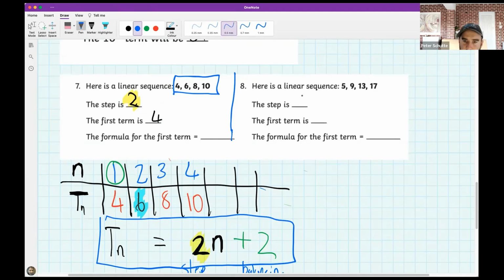To start, what is your step size? What's your first term? And see what you can do. Okay. Now, start by asking yourself, do you know what the step size is? If you do, put it in the chat.